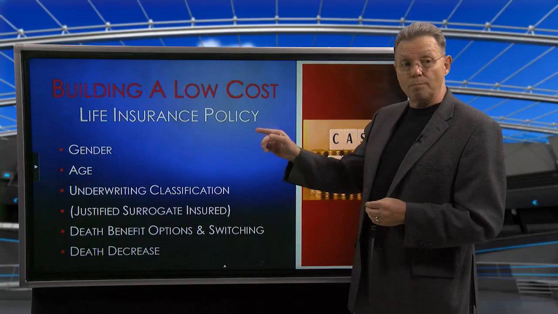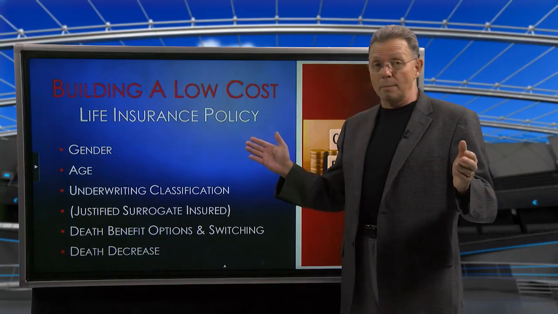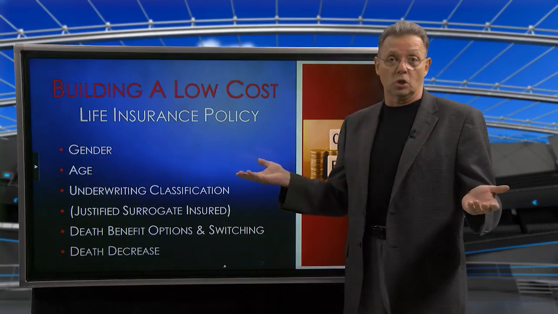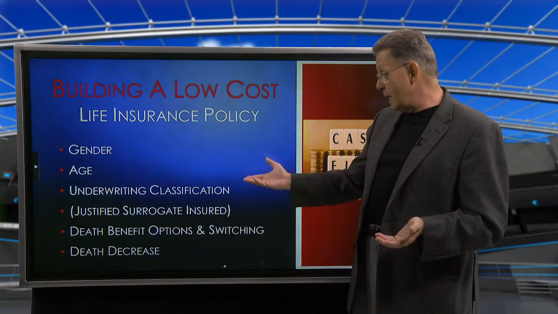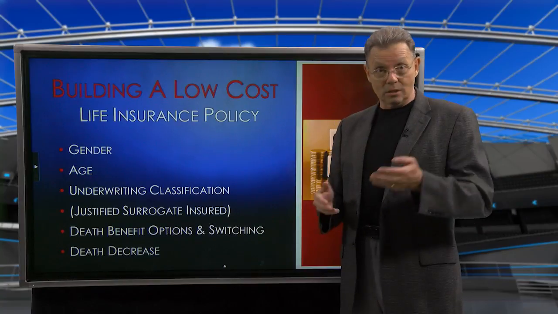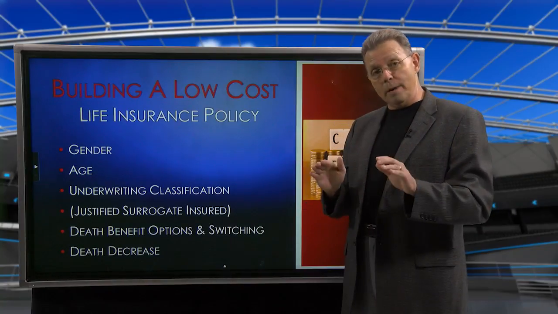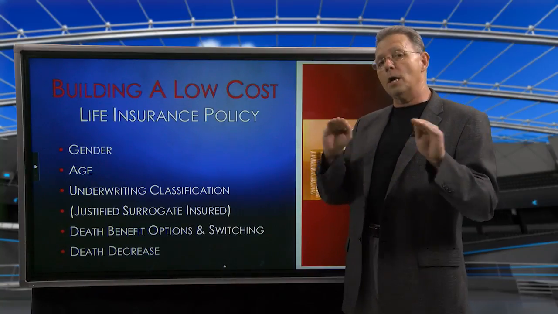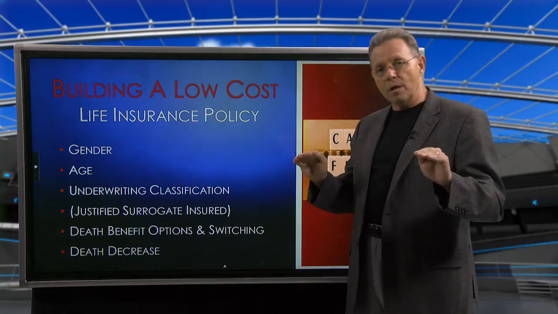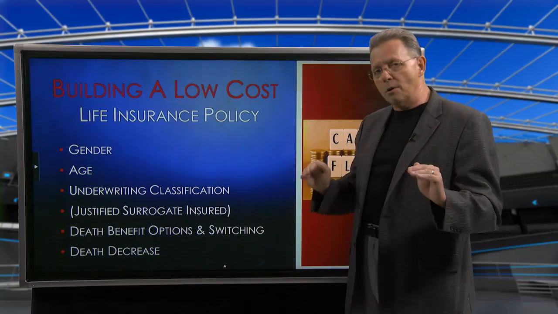I'm going to be looking at the best gender. 90% of the time in my book, it's going to be women. Their cost of insurance is lower. Age. I'm looking at underwriting classifications. And by the way, another tip there, most females, compared to their counterpart husbands, have a little bit better health. So I'm going to get a little more benevolent underwriting on females.